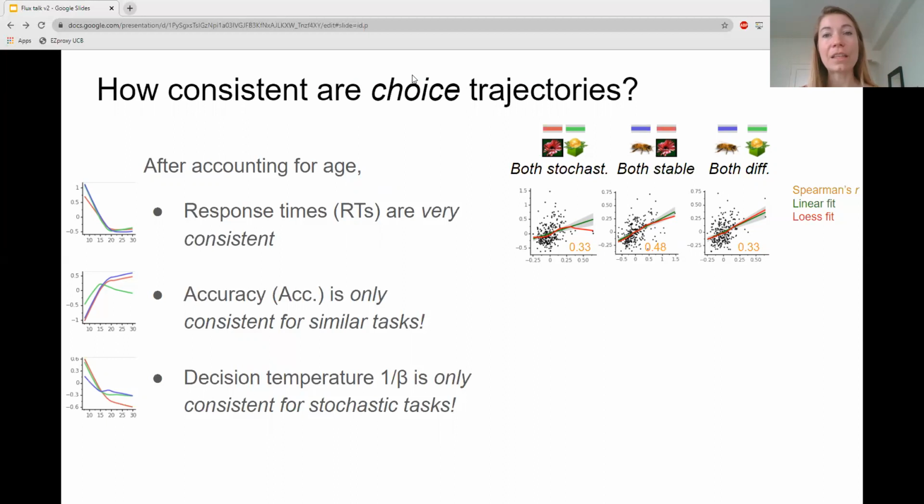When we compare the RT residuals of the 2 stochastic tasks, butterfly and boxes, they're still quite correlated here on the very left. Even though we can predict RTs really well from age alone, we can predict them even better when we also know the RTs of the other tasks. The same is true for the 2 stable tasks, RLWM and butterfly here in the middle, and even for the 2 tasks that share nothing in common on the right.